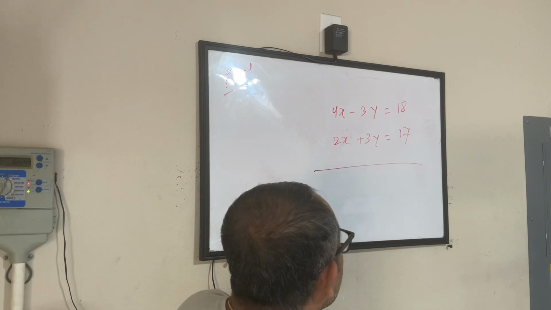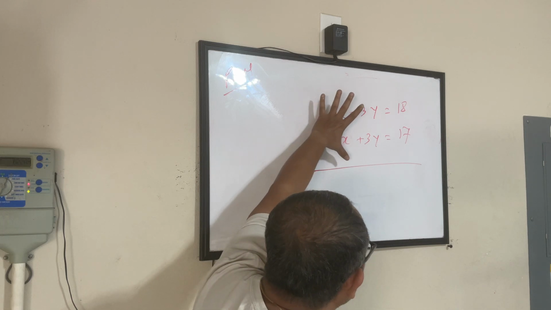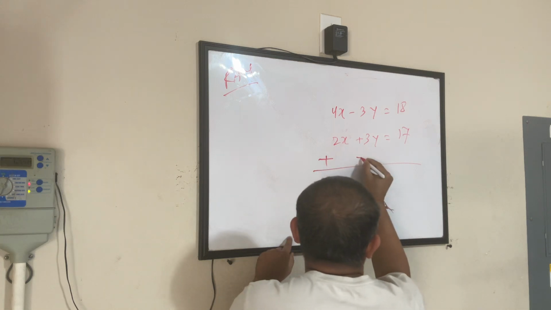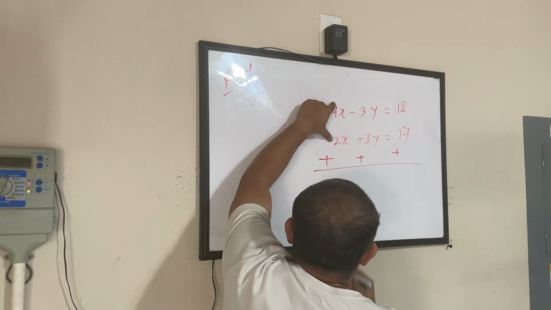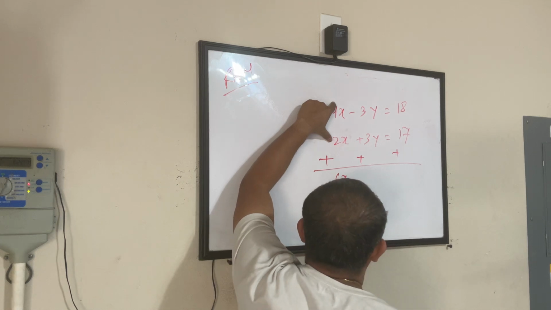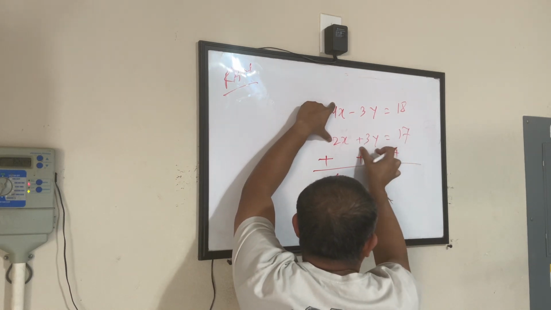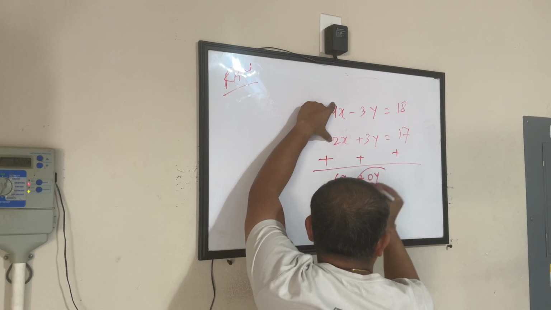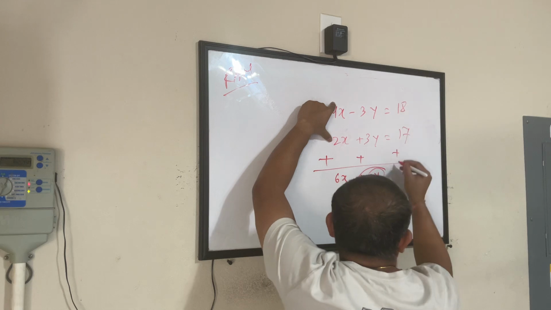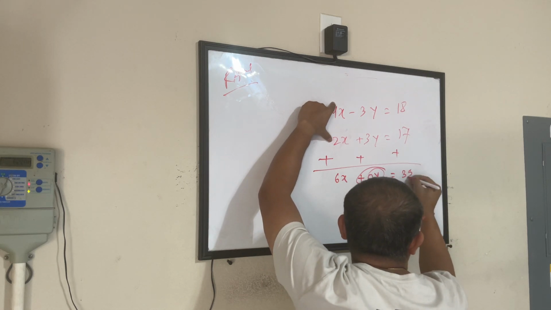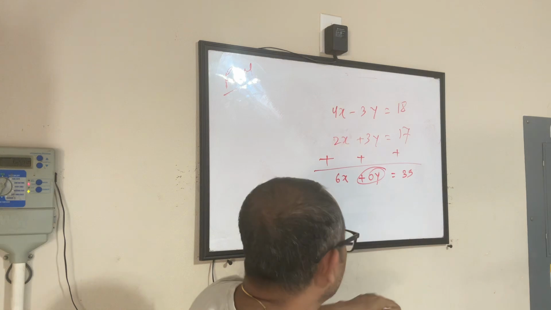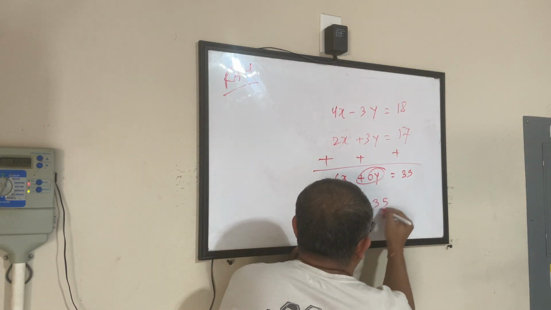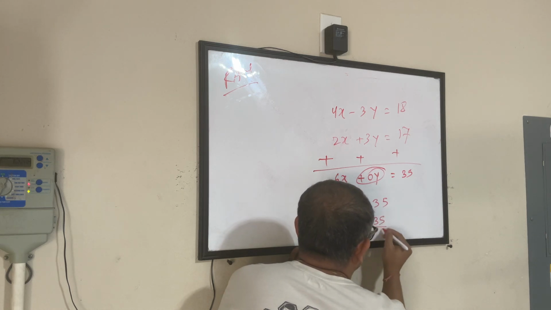My analysis tells me that I can make this equation easy by adding them together. I will just add them together. 4x plus 2x gives me 6x. Minus 3y plus 3y becomes 0y, or nothing. And then 18 plus 17 becomes 35. So 6x equals 35. x will be equal to 35 by 6.